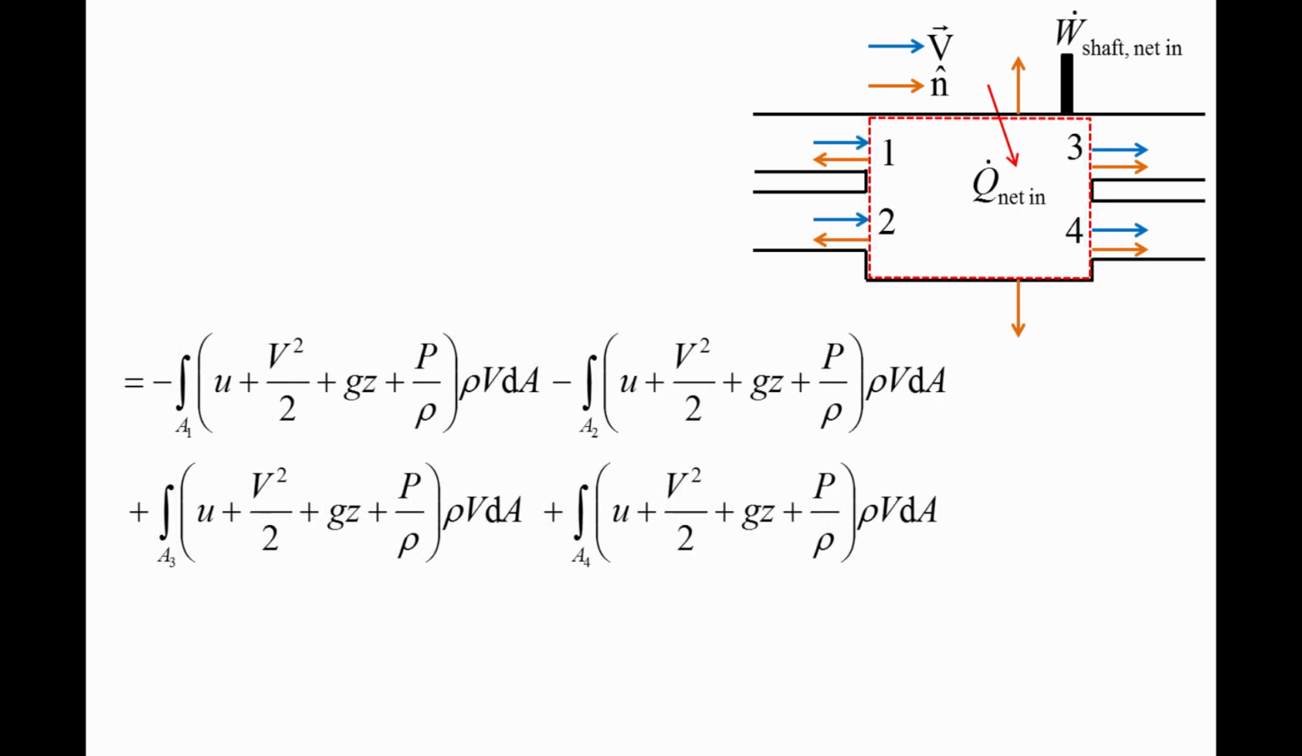We now have 4 integrals with integrands consisting of the quantity u plus v squared over 2 plus gz plus p over rho, times rho v dA. We need to know how specific internal energy, velocity, pressure, and density vary over each inlet and outlet in order to solve these integrals.